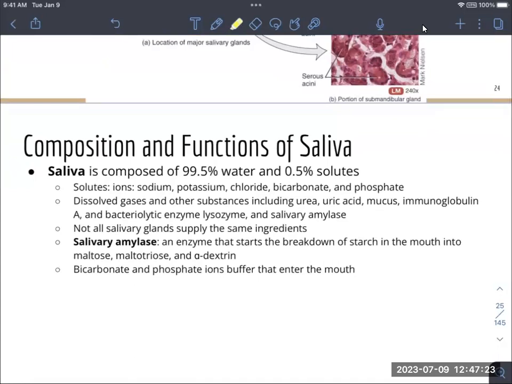Saliva, it's mostly water. But there are some important substances that we have in saliva. One of the main is that salivary amylase. Salivary amylase is an enzyme, and it breaks down starches. The breaking down of starches happens in the mouth. We also get some bicarbonate in there, so when we take something acidic in, it starts to buffer in the mouth to begin with.